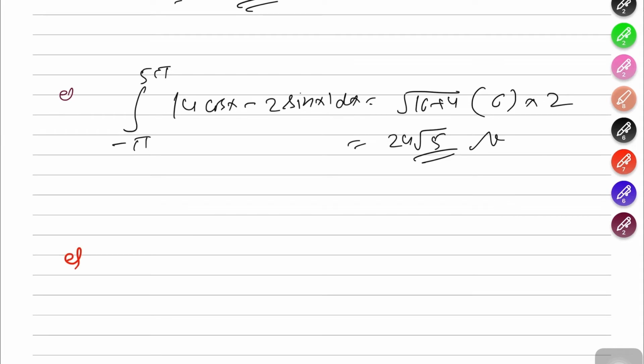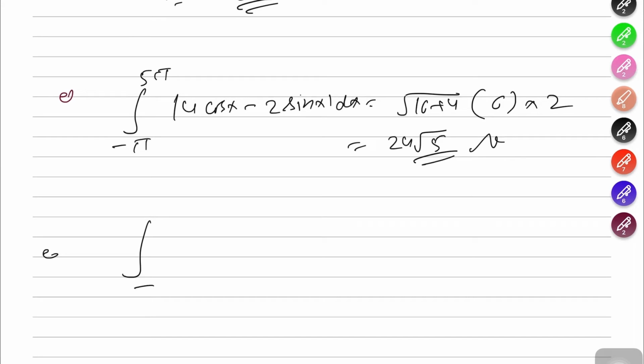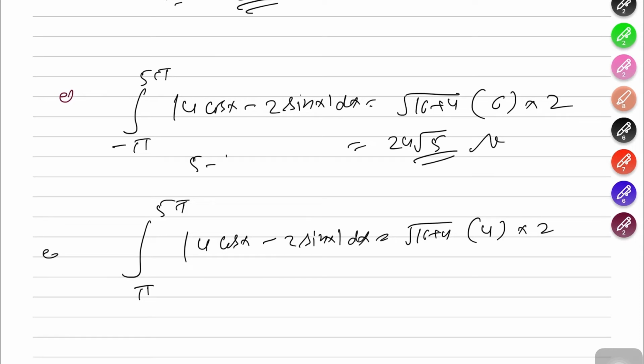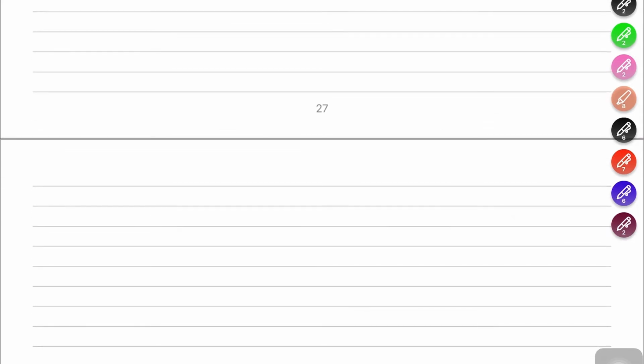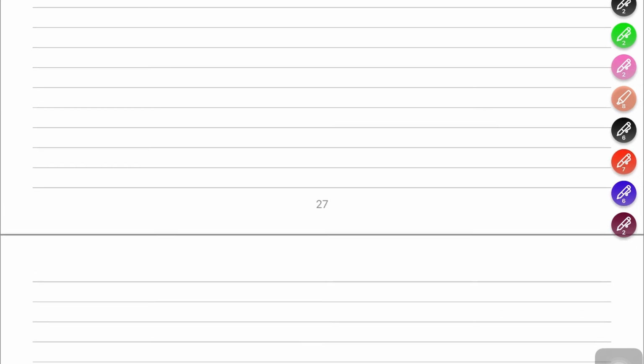So okay, let's take one more example. Let's say pi to 5 pi of mod of 4 cos x minus 2 sin x dx. This is same as root of 16 plus 4, root 20, and 5 minus 1, that is 4, into 2. So we have to see, in the previous case this was 5 minus minus 1, that is 6, whereas in this case, this is 5 minus 1, that is equal to 4. So that becomes 4 times 2 times 2 root 5, 16 root 5. Okay. So let's quickly see the proof why we are getting this answer.